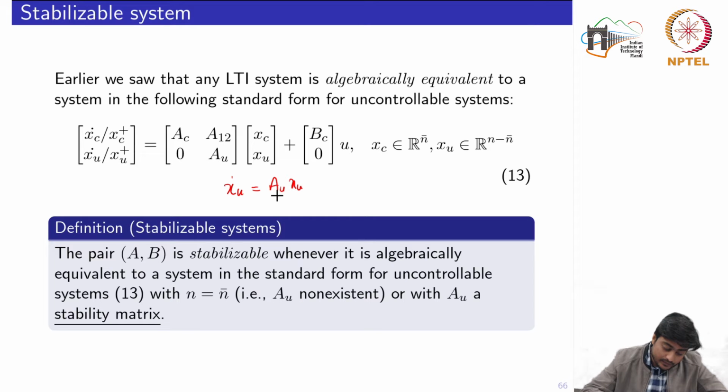But whenever the eigenvalues of this AU matrix lie on the left-hand side, then we say that the system is stabilizable. Okay, if the eigenvalues of AU are on the right-hand side, then the system is completely uncontrollable, because it does not even satisfy the weaker condition of stabilizability. Okay.